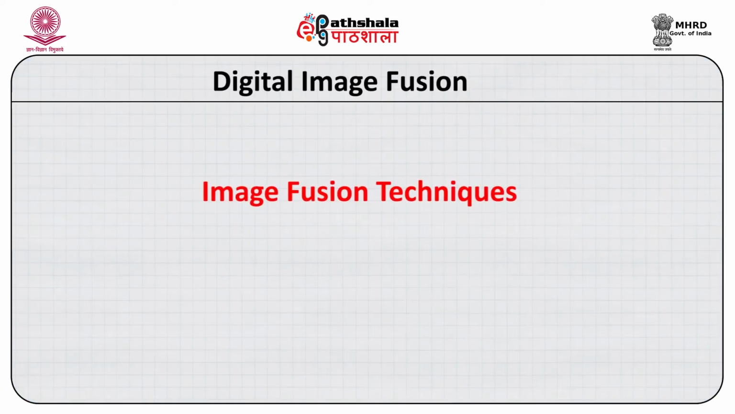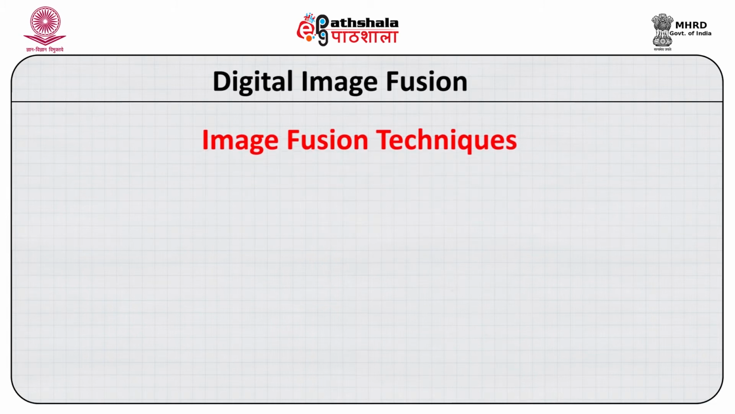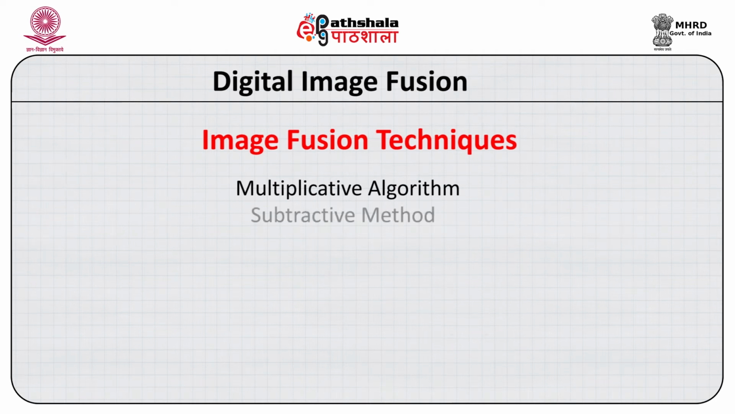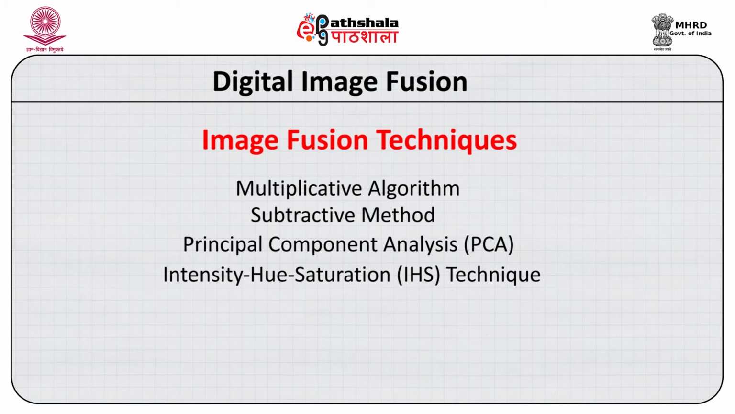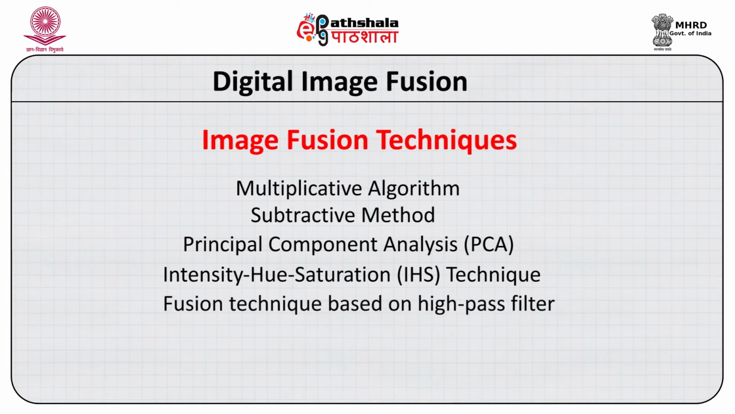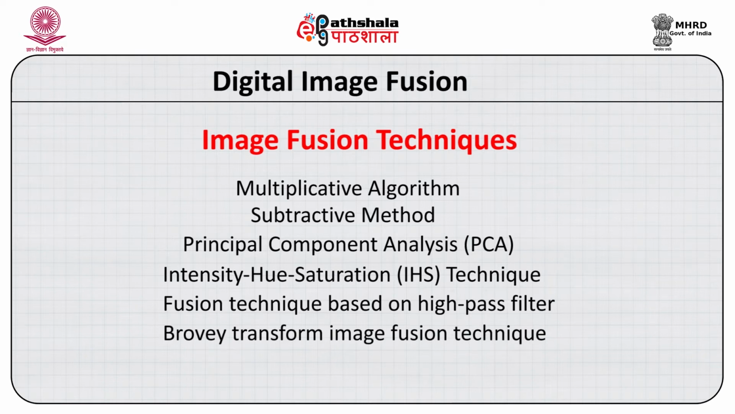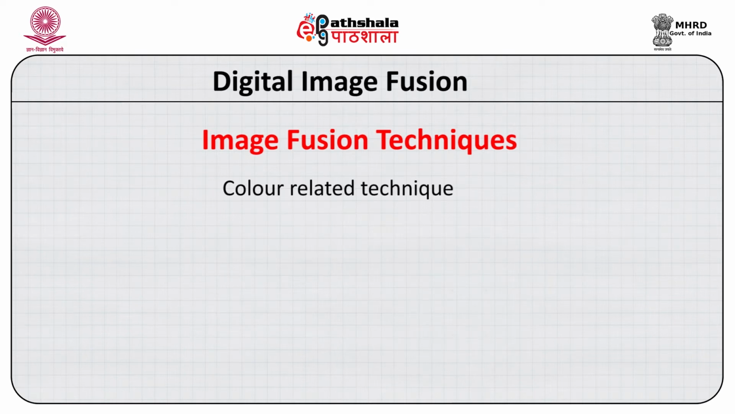The following techniques can be used to fuse two or more than two images. These techniques are the multiplicative method, the subtractive method, and the PCA, meaning principal component analysis, method. It can be the IHS technique. It can be a high pass filter. It may be the Brovey technique to fuse the image. It may be the Ehlers technique to fuse two or more than two images. The wavelet technique is also used to fuse two or more than two images.